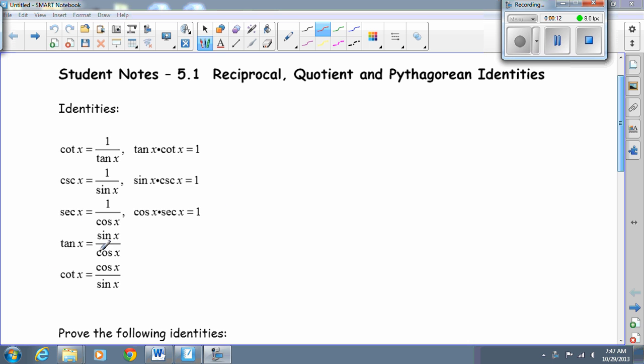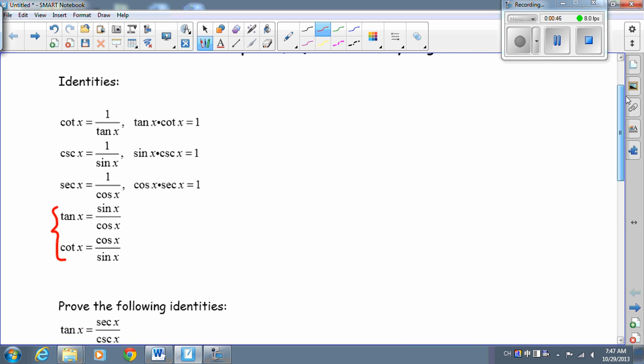All these need to be memorized, whether it's the cotangent, cosecant, secant, tangent, or the other form of the cotangent. These two by now you should have memorized, just like the cotangent of x is 1 over the tangent of x, cosecant 1 over sine, secant 1 over cosine. And if you multiply the secant by the cosine, you get 1. The sine by the cosecant, you get 1. The tangent by the cotangent, you get 1. Now, if you memorize this, it will facilitate the rest of your understanding.